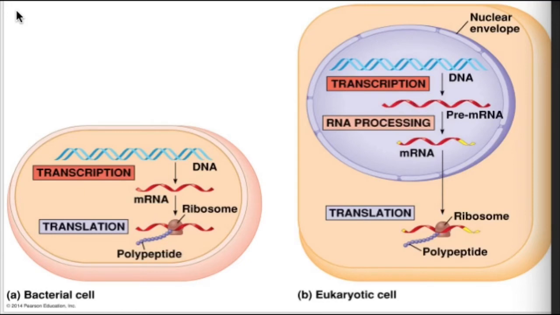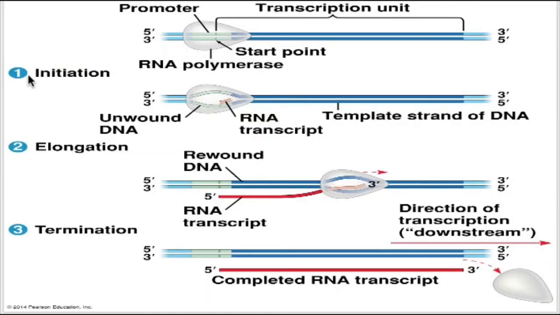Next, I want to do an overview of transcription and translation. The central dogma biology focuses on is DNA creates the mRNA, then mRNA creates the protein or polypeptide chain. And in bacterial cells, this all happens in the cytosol or cytoplasm. And as you can see in a eukaryotic cell, transcription and RNA processing is within the nucleus and translation happens outside. So for transcription, the first step is initiation.